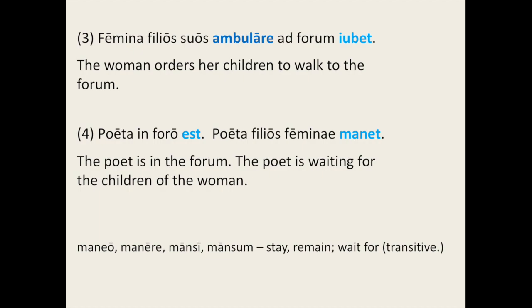We have an infinitive in this sentence, just as we did in sentence 2. However, the role of this infinitive is slightly different. We know that femina, the woman, is the subject of the verb iubet. She is the person ordering. She is ordering her children to walk. Her children are the object of the verb iubet, and so is the verb ambulare. Her children are being ordered to walk.